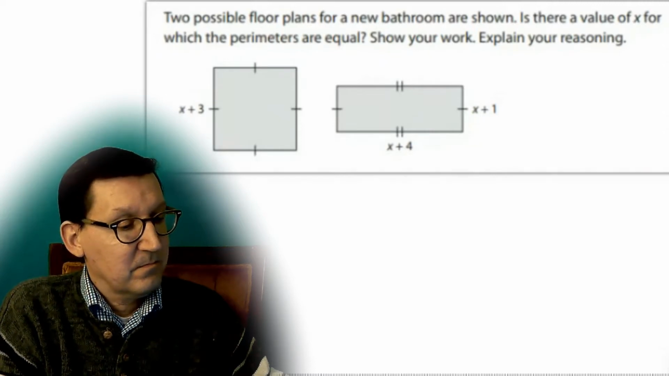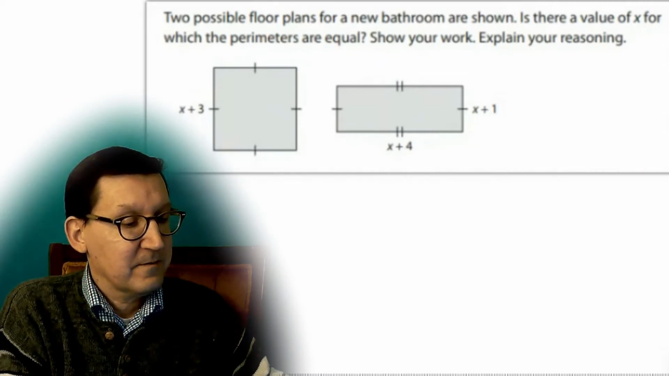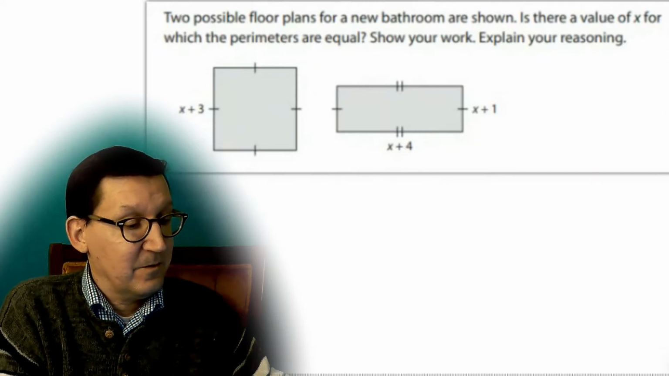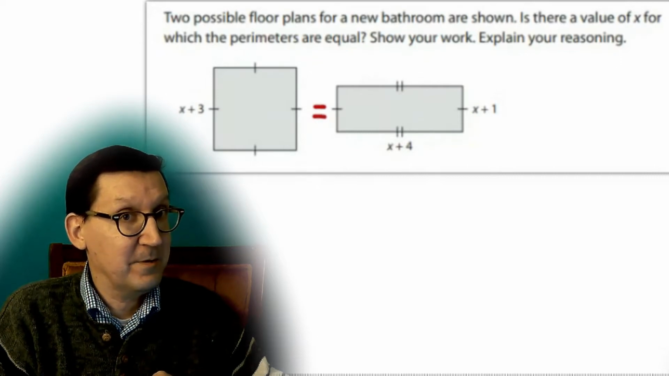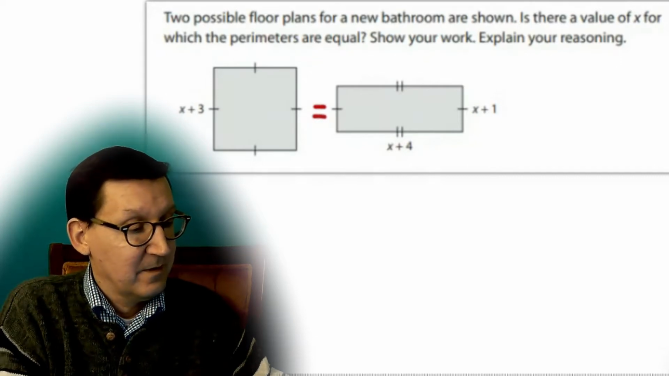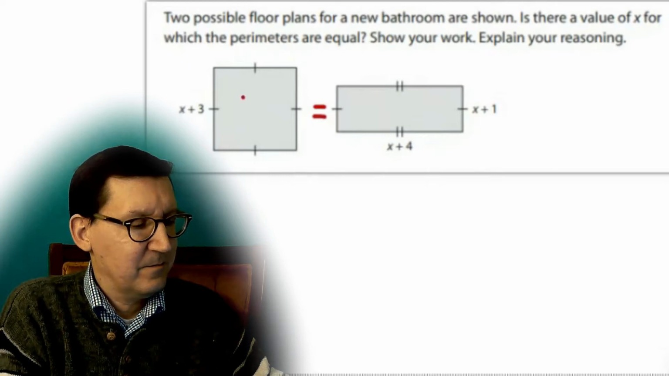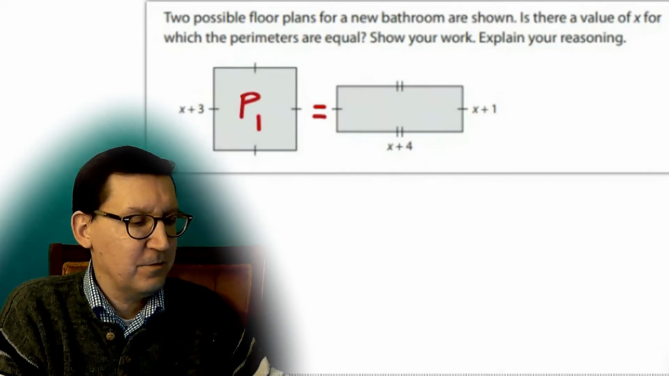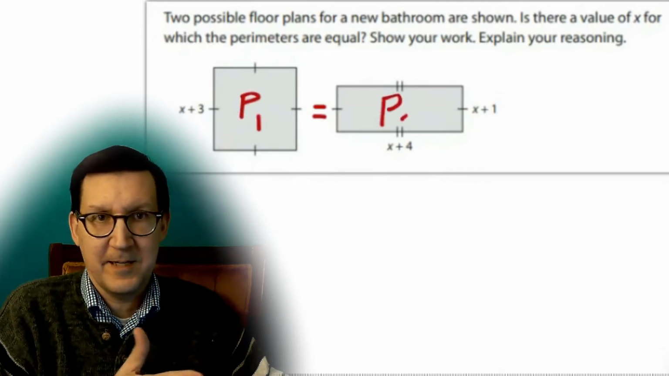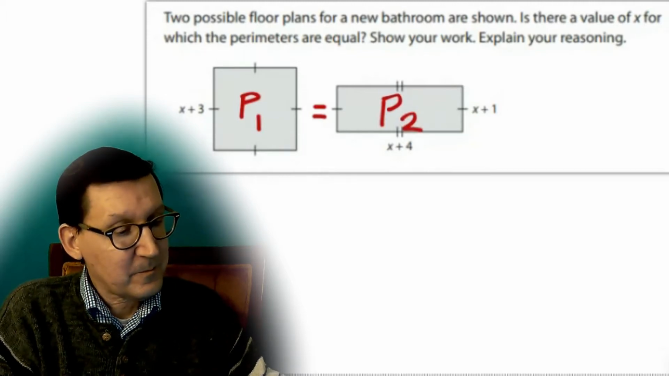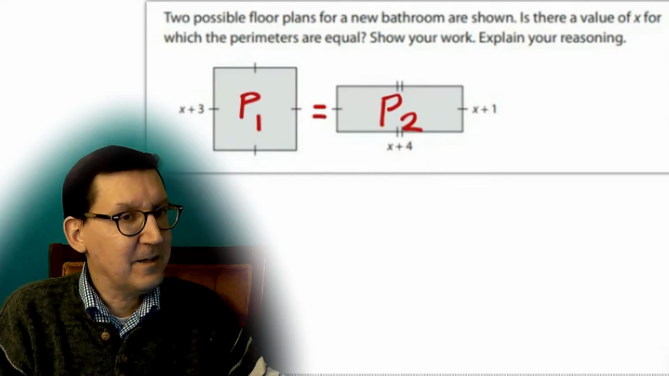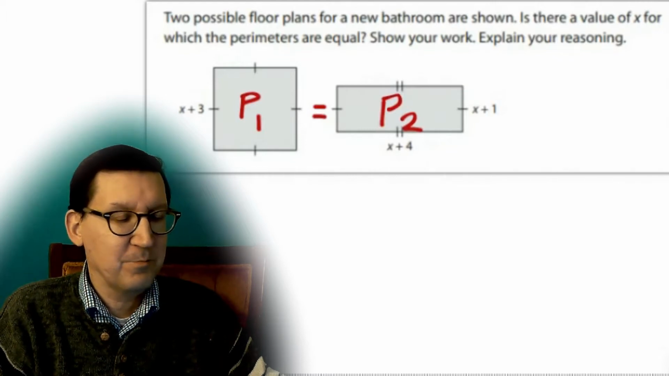So if we're looking for equal perimeters, what that's saying is the perimeter of this first square has to be equal to the perimeter of the second square, right? We could say P1 is equal to P2. The perimeter of the first is equal to the perimeter of the second. So we have to set that up. What does that look like if the perimeter of the first is equal to the perimeter of the second?